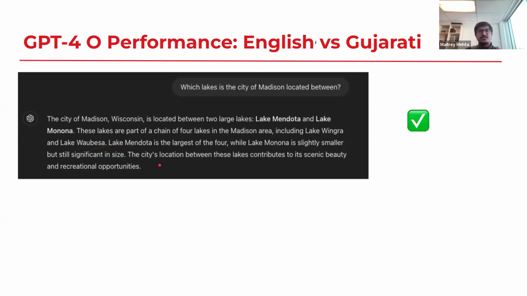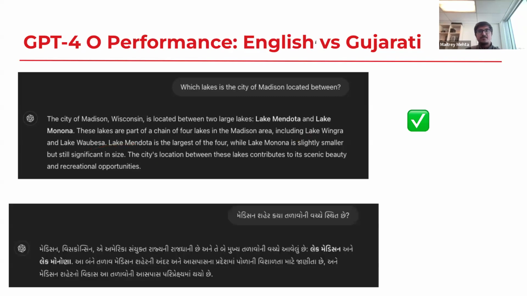What if I asked the same question in my native tongue of Gujarati? So I asked the same question in Gujarati, and interestingly, it identifies that the city is in the state of Wisconsin in the U.S. And interestingly, it made this mistake of naming the lakes that it is situated between. So instead of Lake Monona and Lake Mendota, that was the correct answer.